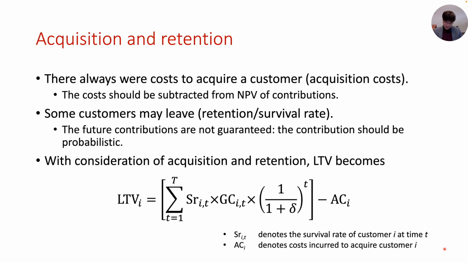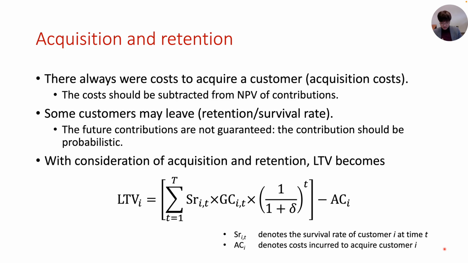Also, some customers will leave. More precisely, all customers will leave. The key is when they leave. Some of them leave sooner, but some of them stay for a long time. This implies the future contribution is probabilistic, not for sure. We already have a good metric for this probability, survival rate.